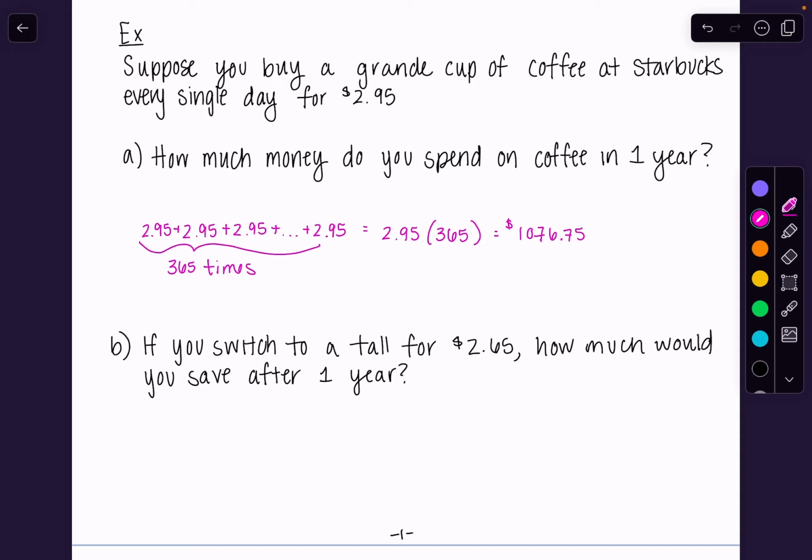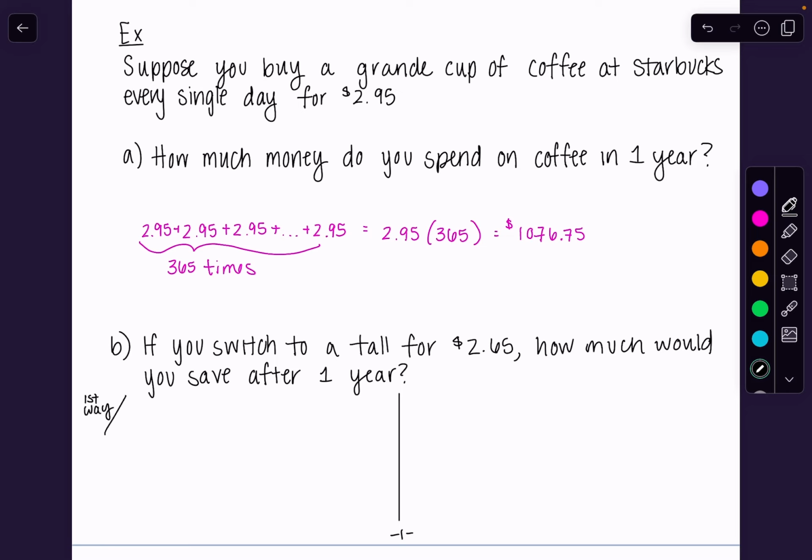Okay. So now suppose I switch to a tall cup of coffee and it's going to cost $2.65. Now I want to see what I would save after 1 year. If I'm trying to figure out how much I'm saving, I can do this a couple different ways. The first thought process most people have is, well, I already know how much I would spend getting the $2.95 coffee. Let's figure out what I would spend on this cheaper version instead, and then we'll just look at the difference of the two.